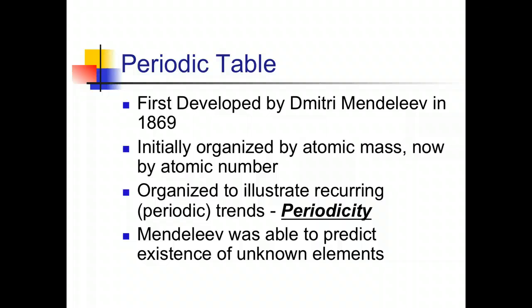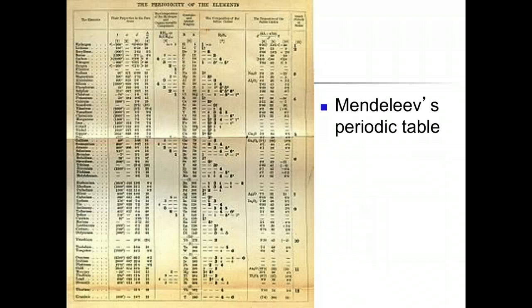For those of you wondering what this word periodic means, periodics are things that happen at regular intervals. So ONW Now is a periodical. It is produced every week. Newspapers are daily periodicals, right? Magazines. All right, here's a graphic of Mendeleev's original table.